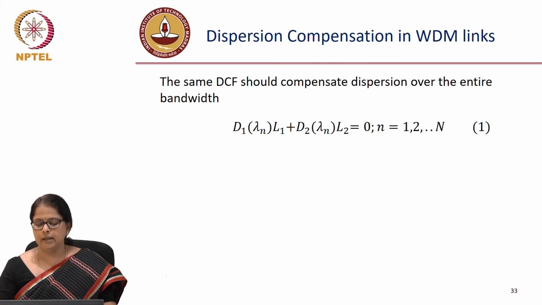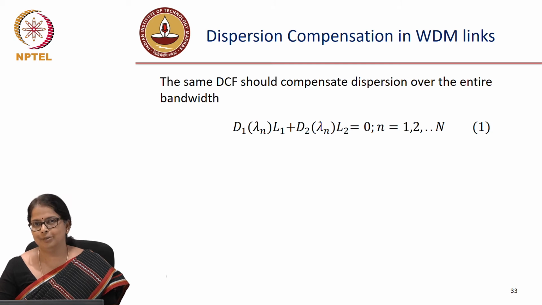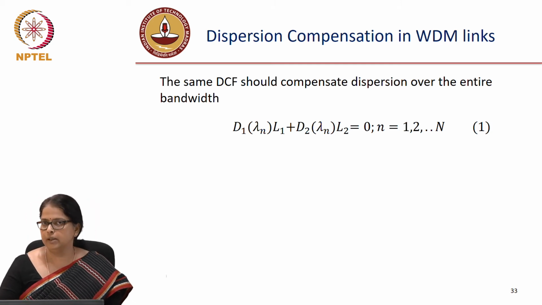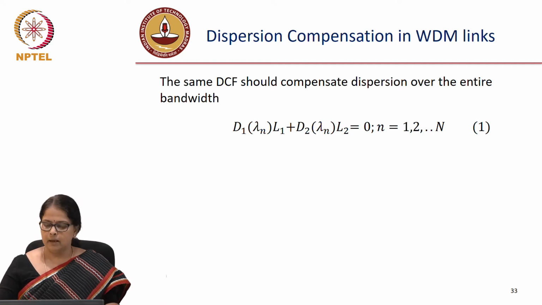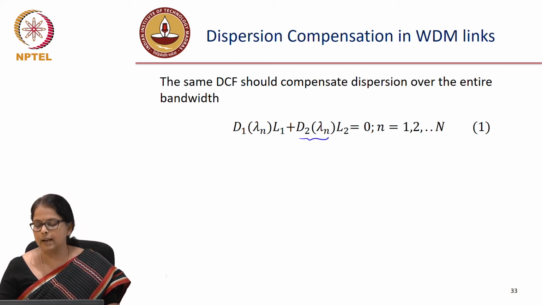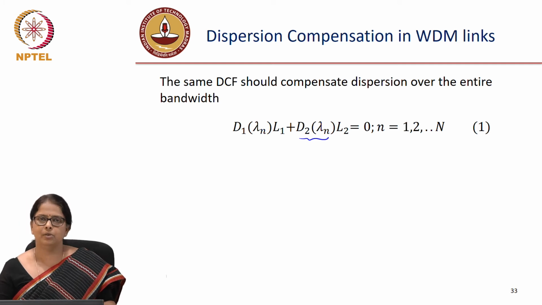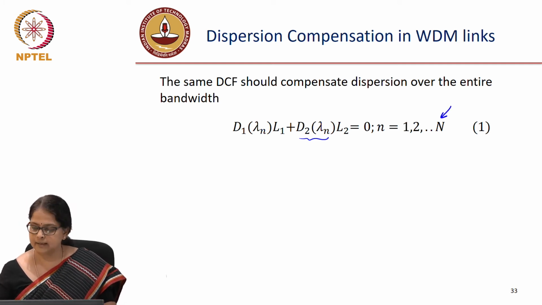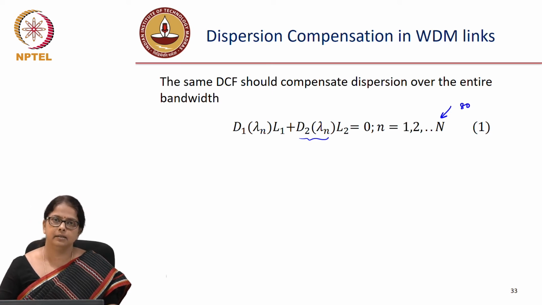So instead of doing D1L1 plus D2L2 equal to 0, we need to now make sure that D1 at all the lambda n's that you are using in the communication system, L1 plus D2 at all the lambda n's, L2, must be equal to 0 for all the n's. N represents the number of channels, and let's say we have 80 channels in our system.